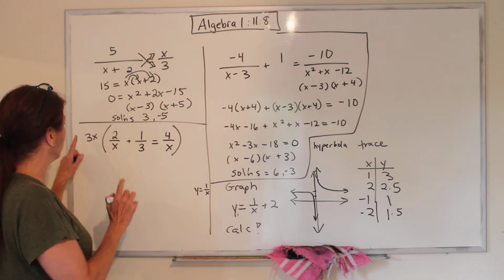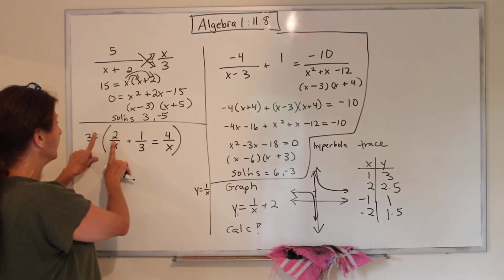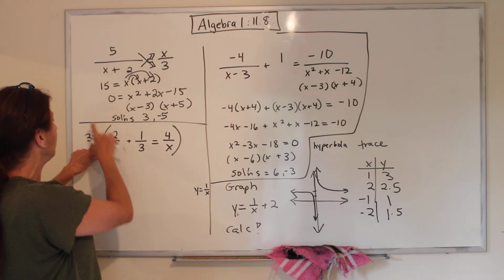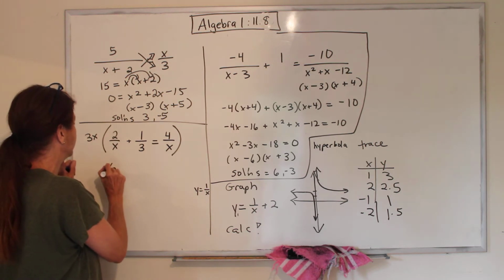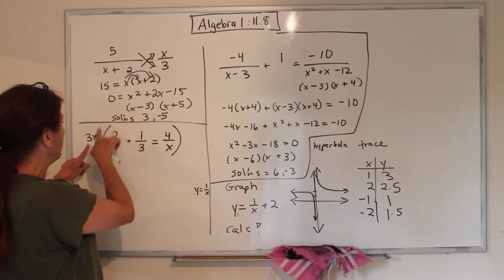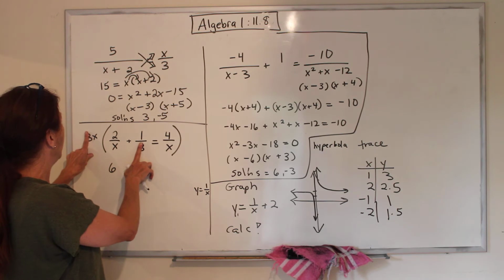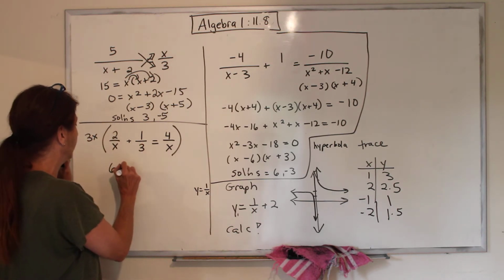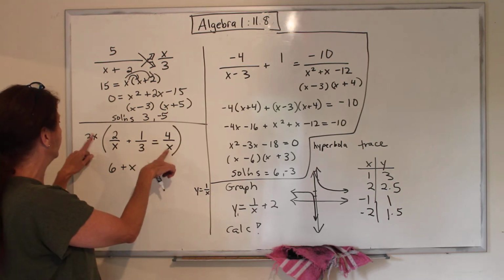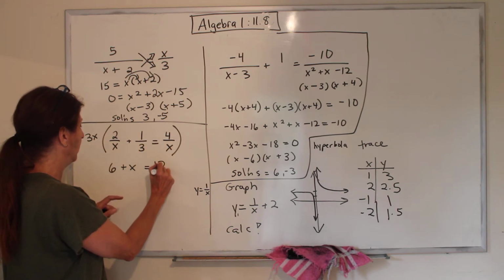So what happens here? Here, I'm going to multiply 3x times this term. The x's cancel out because I have one in the numerator and one in the denominator. And I'm left with 3 times 2, which is 6. Isn't that prettier? Let's do this one. I'm going to multiply my 3x times 1/3. What happens to the 3's? They cancel out, and I'm left with x times 1. Bring down my equals. I'm going to multiply 3x times this. The x's cancel out, and I'm left with 3 times 4.